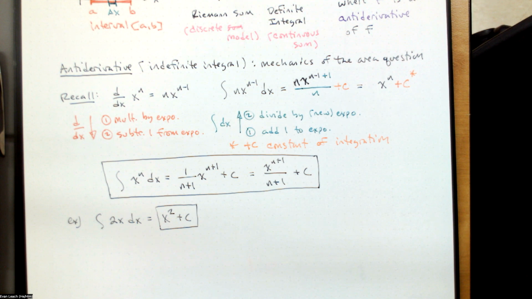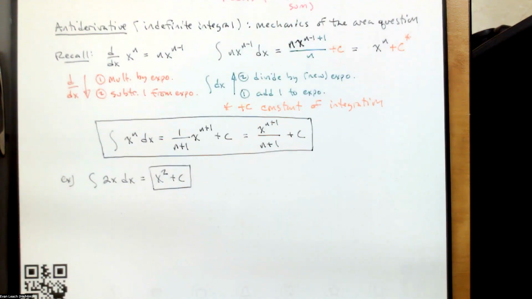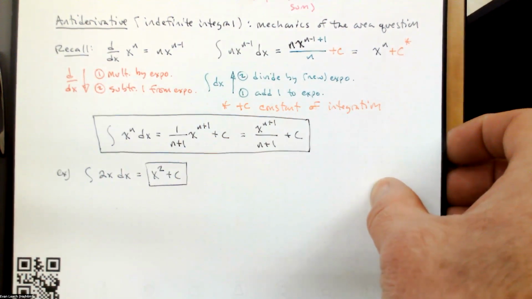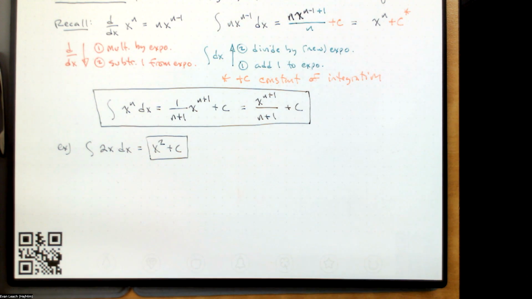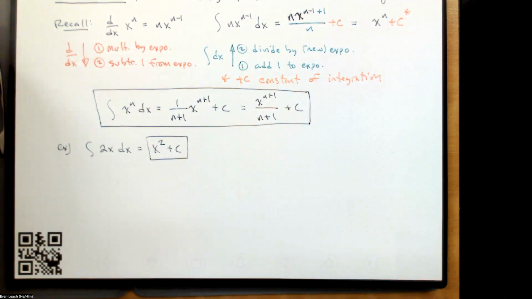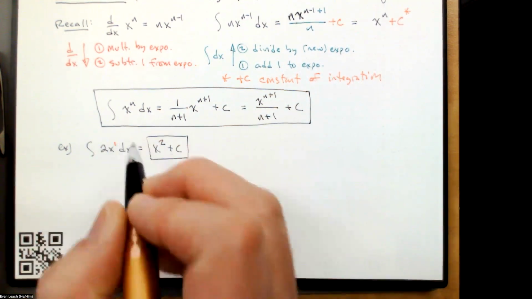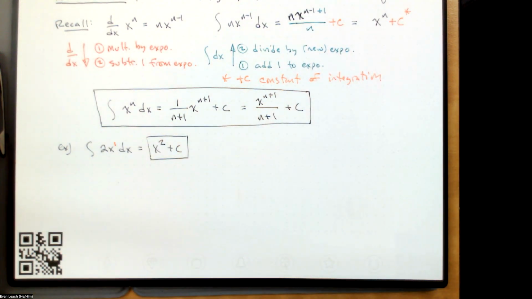This is the one we saw yesterday. The integral of 2x is x squared, plus c. We're reading 2x as 2x to the first power. This is like a 2x to the 1. So when we add 1 to the exponent, we get 2.